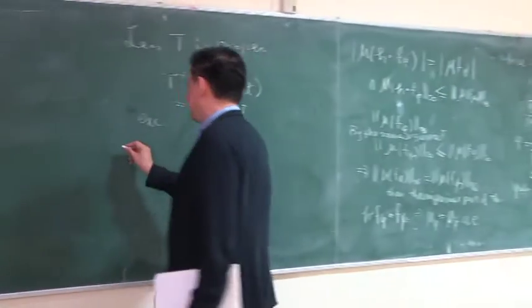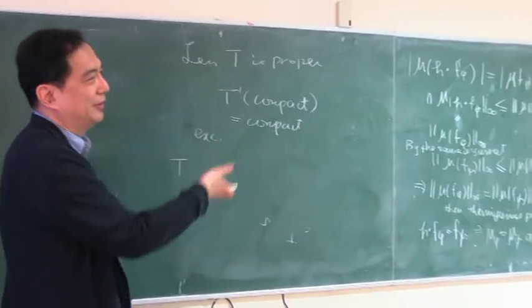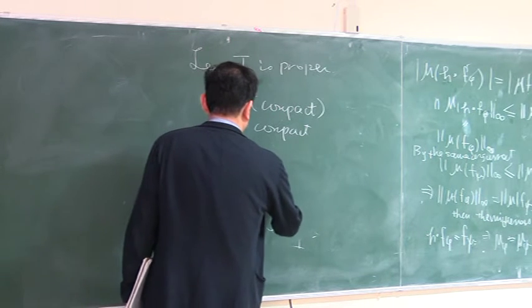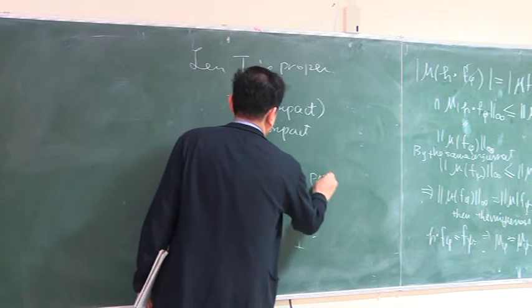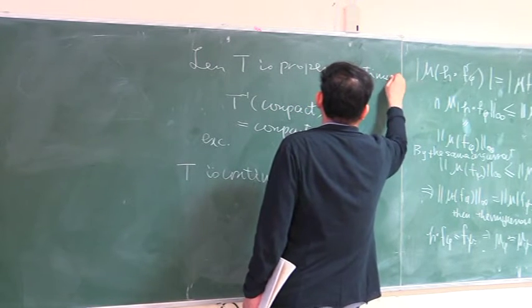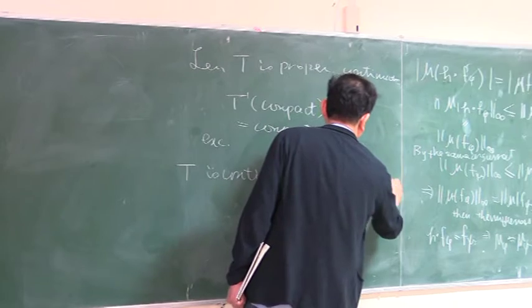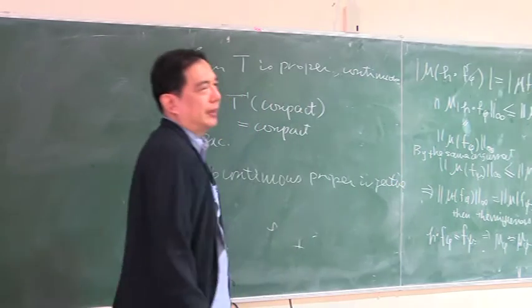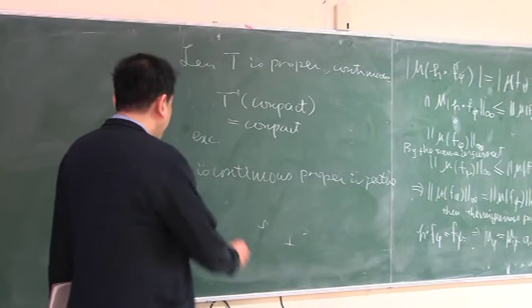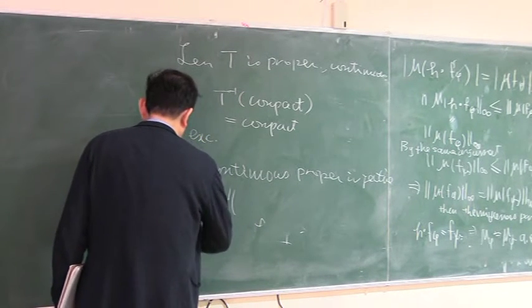The continuity can also be shown in the same way. So T is continuous, proper, and injective. Okay. Now we know the topological type of Q1.